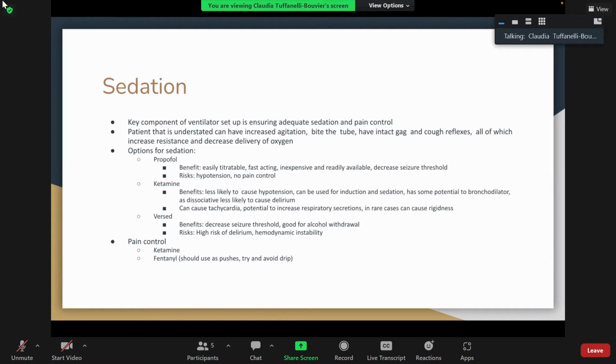So the complications specifically: you can get somebody that's agitated, so that can make them tachycardic. It can increase their blood pressure.